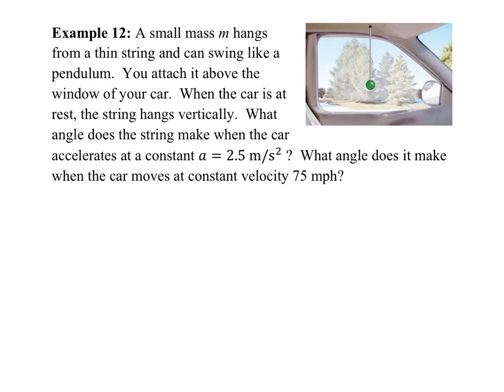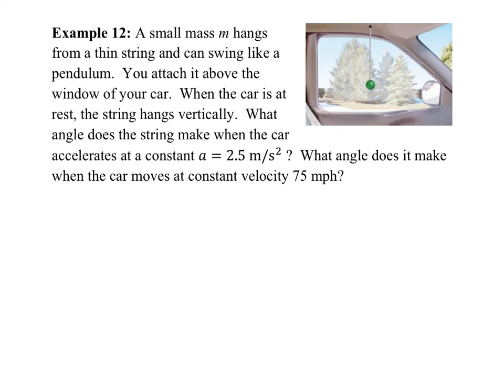So for example 12 here, we're looking at a small mass that's hanging from a thin string and can swing like a pendulum back and forth. You attach it to the window of your car. When the car is at rest, the string hangs vertically. What angle does the string make when the car accelerates at 2.5 meters per second squared? And then what is the angle when the car moves at a constant velocity?